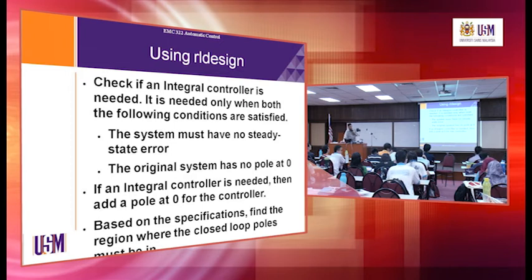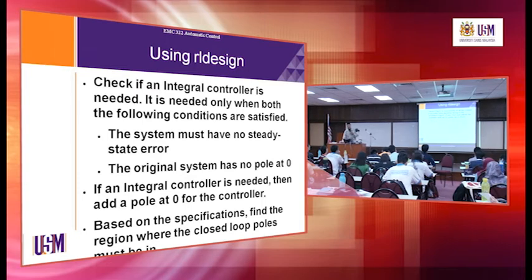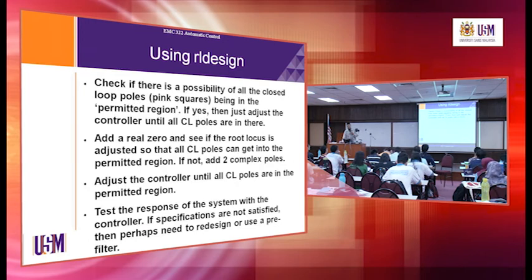So if an integral controller is needed, then add a pole at zero for the controller. And then based on the specification, find the region where the closed loop poles must be in. This is where the root locus later on will be useful, so that from the specification, we should determine the area where the closed loop poles should be located. And then after that we need to check if there is a possibility of all the closed loop poles being in the permitted region. If yes, then just adjust the controller until all the closed loop poles are in there.